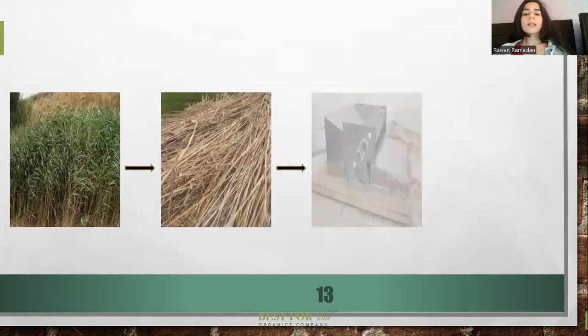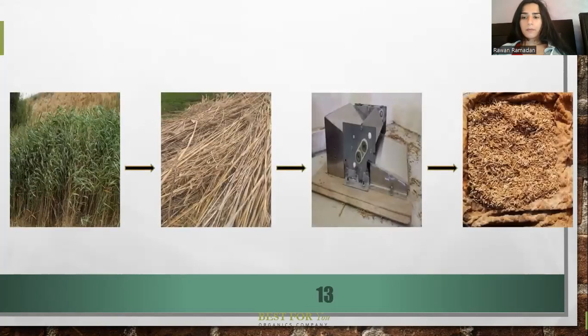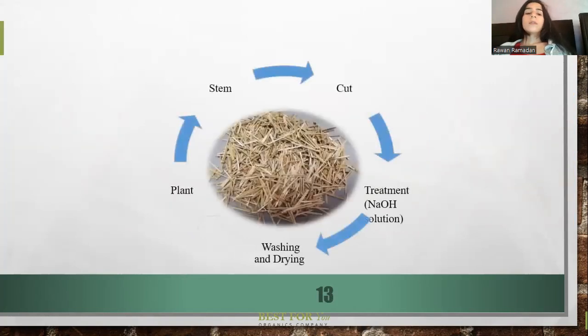The following are the steps of how to obtain Phragmites fiber. First of all, the plants are collected and the stems are sun-dried, then cut through a cutter machine to different lengths. These stems are then treated with NaOH solution, and the final step is to wash and dry these fibers well, to be added to the mix.